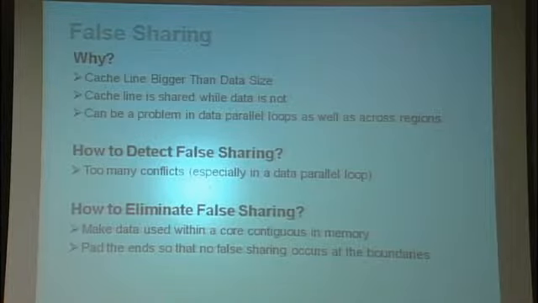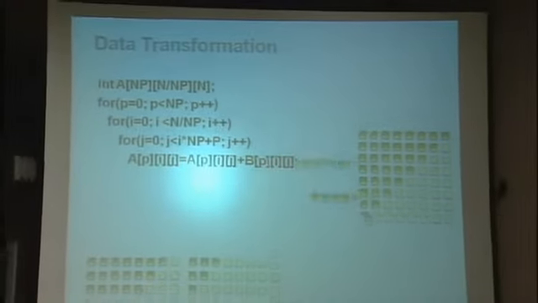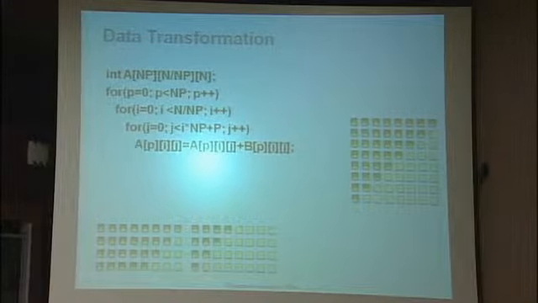And how to eliminate false sharing? Make data used by each core contiguous in memory. That's a good way of doing that. Or pad at the end, so at the corners there's not going to be any overlapping. So one thing you can do is measure what each of the cores gets and make it contiguous. Beforehand, a core used to get this line and this line. They are different places in memory. But you can make these two contiguous in memory by, instead of having a two-dimensional array, making the array three-dimensional.